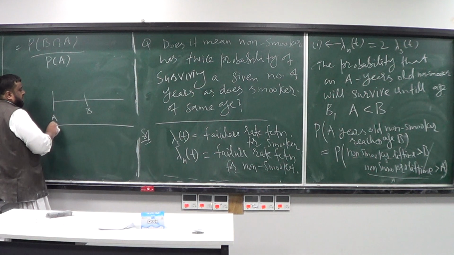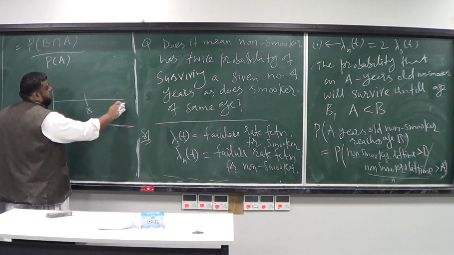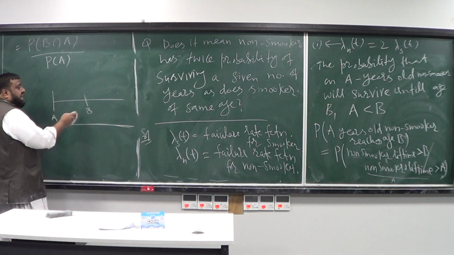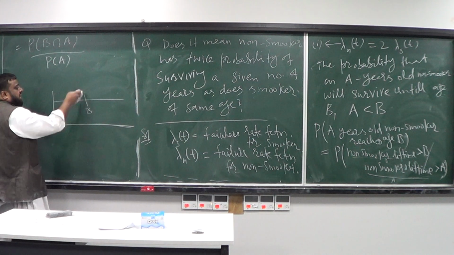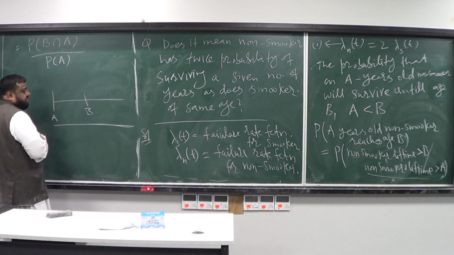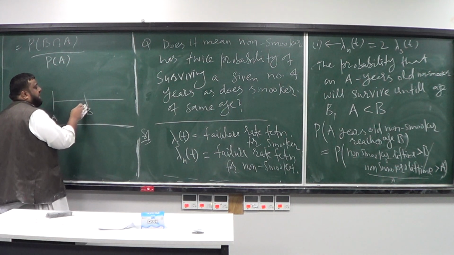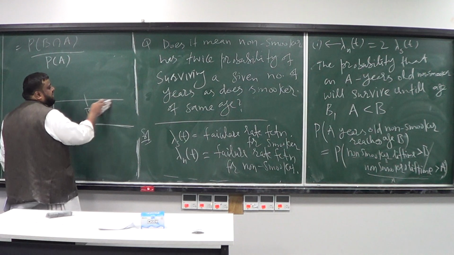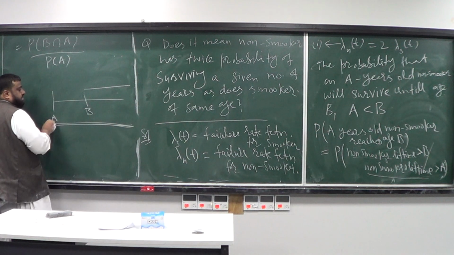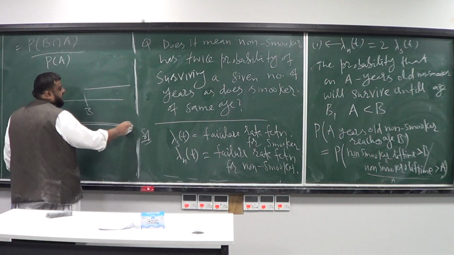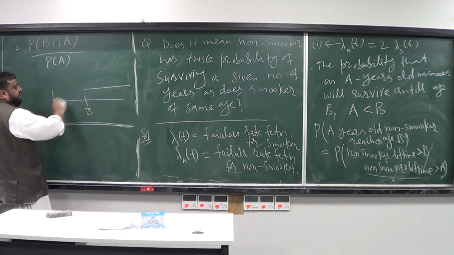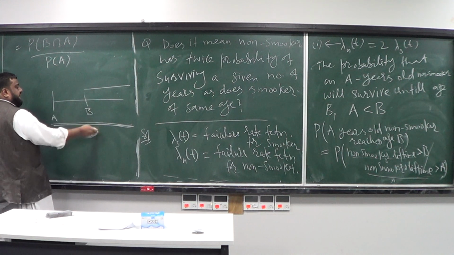So if he has survived A years, then where can he die? He can die at any instant after A. And what do you call the event that the non-smoker has survived up to the age A, and will die at any instant after B? So which set is bigger? You can see that this set is a bigger set, and this is a subset of this. So what would be the intersection of both?